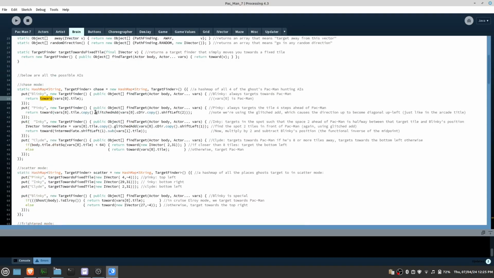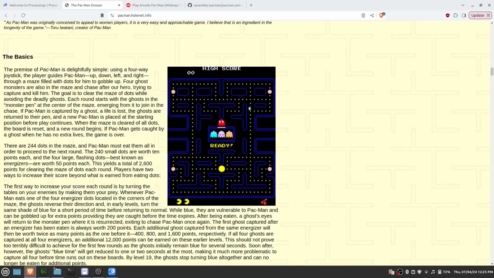Well, it depends if you're targeting towards or away from them. But anyways, that's how they do it. But also there's this other thing where they were forbidden, no matter what, first of all from going through walls, but second of all from turning around.